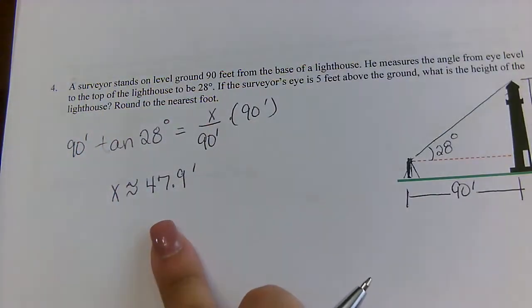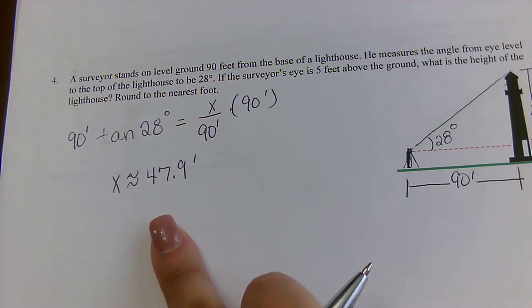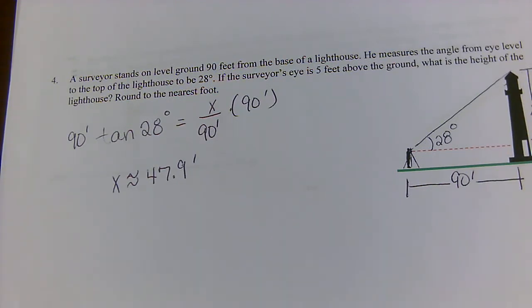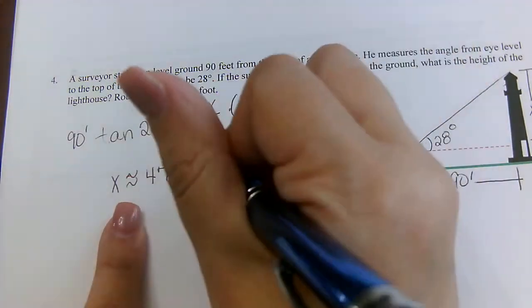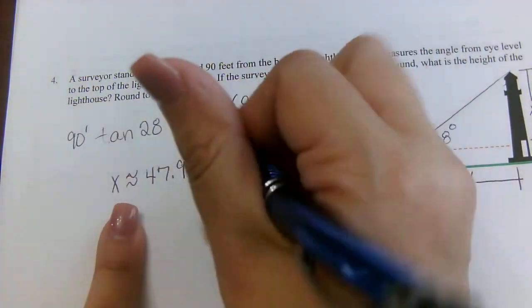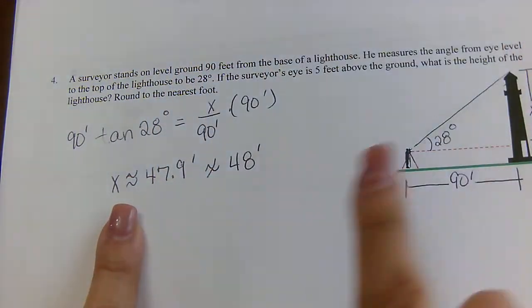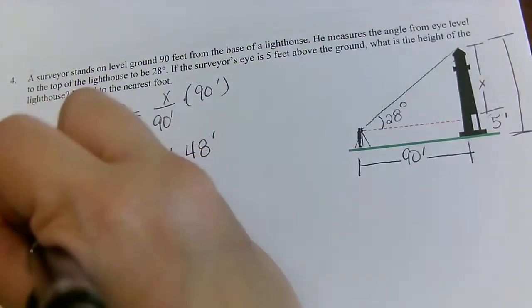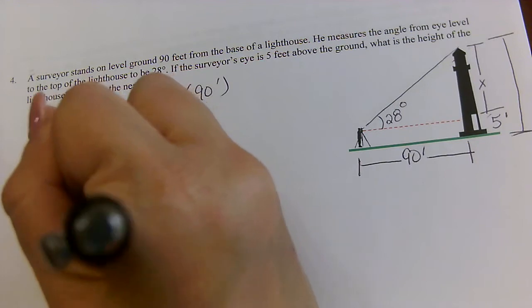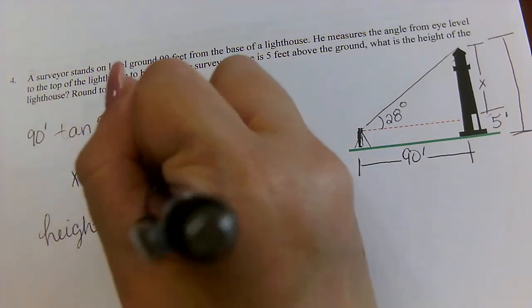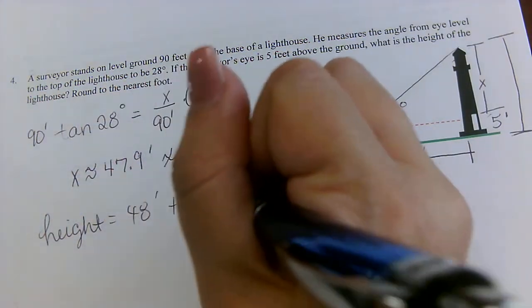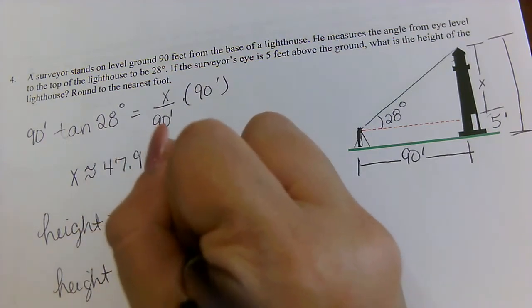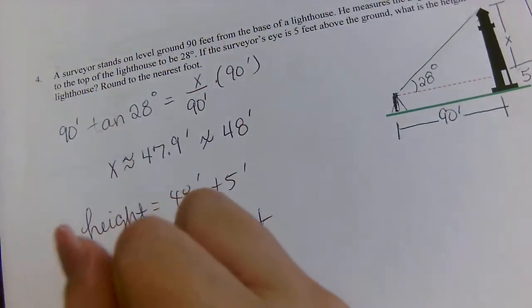That gives us x being a distance of about 47.9 feet. So now we have 47.9 feet, which we're rounding to the nearest foot, so that will be 48 feet. But we can't forget to go back and add the 5. So the height of the lighthouse would be 48 plus 5 feet. In other words, about 53 feet.